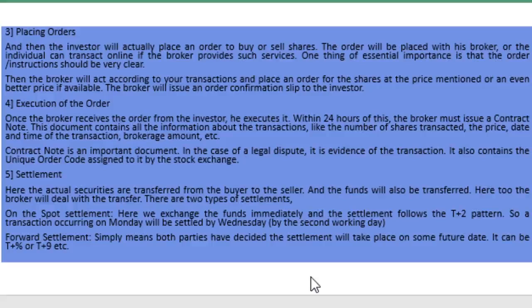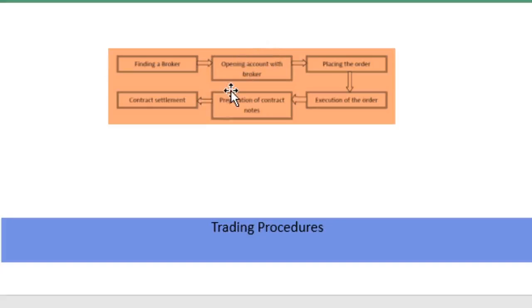Forward settlement simply means both parties have decided the settlement will take place on some future date. It can be T+5 or T+9, etc. The various steps are given here: finding the broker, opening the account, placing the order, execution of the order, preparation of the contract note, then settlement. This is the trading procedure in a stock exchange.